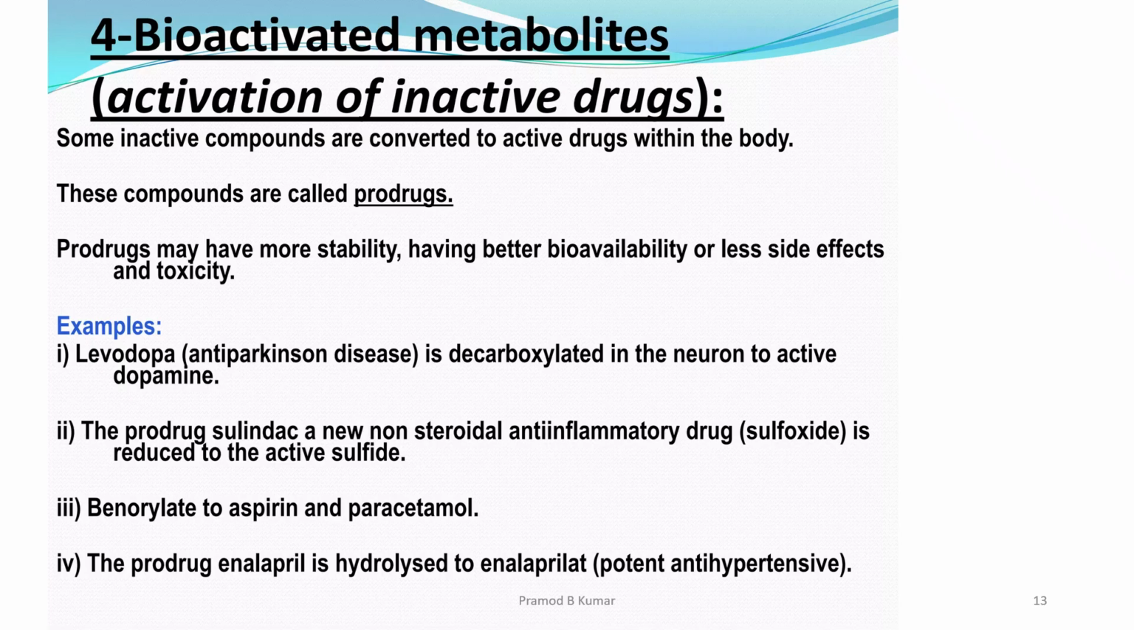Aspirin has a free carboxylic group and paracetamol has an OH group at the para position. The two combine to form an ester moiety, and together the combination is known as benorilate. So this is known as a mutual prodrug. Another example is enalapril, which is hydrolyzed to enalaprilat, a potent antihypertensive agent. Enalapril is an ester, so when it gets hydrolyzed, you get the potent enalaprilat.